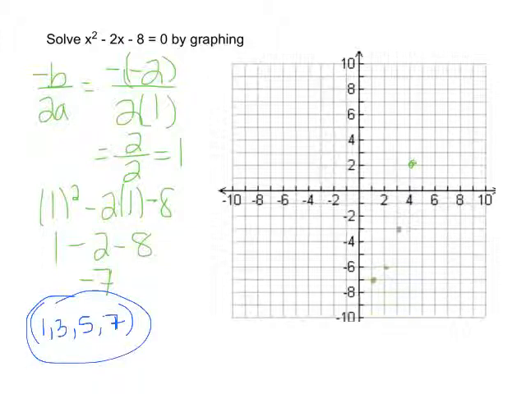And since parabolas are symmetric, I can do the same thing on the other side. So I can go over 1, up 1, then I can go over 1, up 3, over 1, up 5.